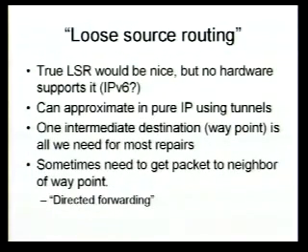So that's U-turn alternates. Now let me go on to another idea, which is basically loose source routing. It would be useful to have loose source routing in order to be able to route around a problem, i.e. the failed link or node. But there's no hardware that really supports real loose source routing. You have to go to explicit routing with TE and MPLS. But you can approximate it in IP using tunnels. So you can put a tunnel on and say, get me to this next point. And then from that next point, it can safely get to the destination without going back through the failed link or node. And usually one intermediate destination or waypoint is all that's needed. But sometimes you need to do more. And sometimes you need to get the packet to the neighbor of the waypoint. So then there's an idea called directed forwarding.